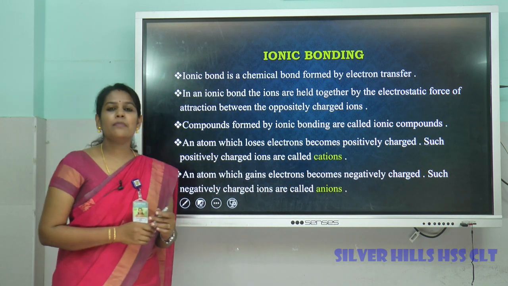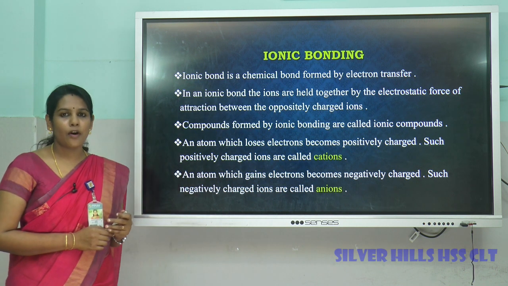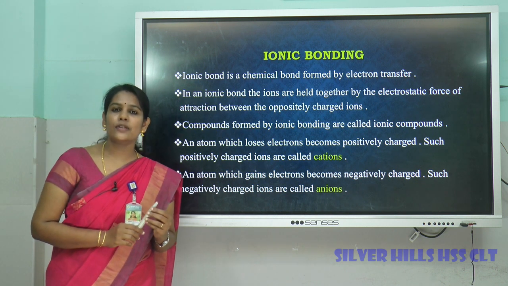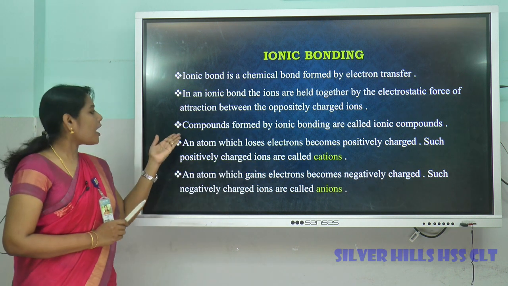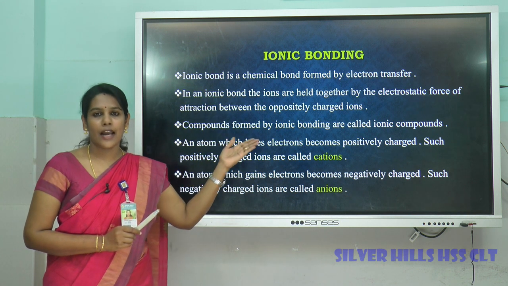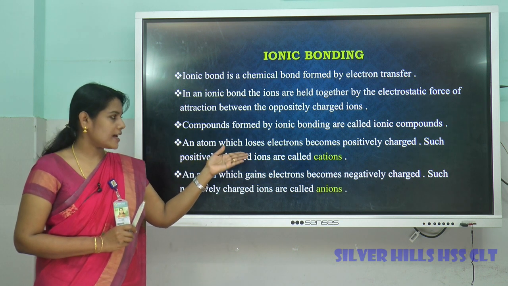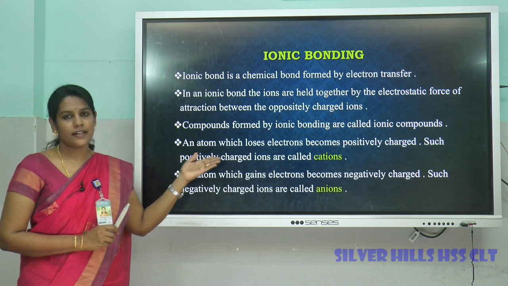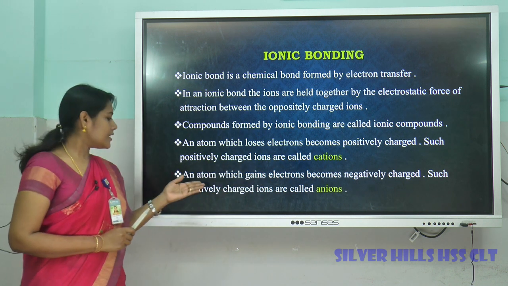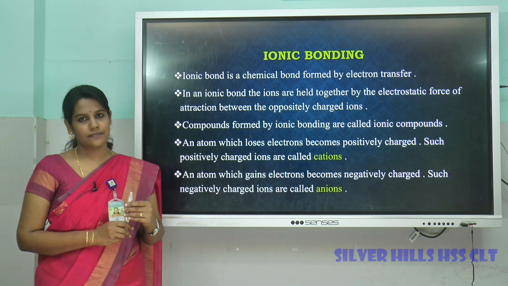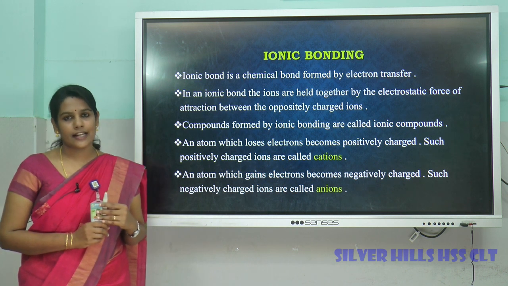Ionic bonding. Ionic bond is a chemical bond formed by transfer of electrons. In an ionic bond, the ions are held together by electrostatic force of attraction between the oppositely charged ions. Compounds formed by ionic bonding are called ionic compounds. An atom which loses electron becomes positively charged. Such positively charged ions are called cations. An atom which gains electron becomes negatively charged. Such negatively charged ions are called anions. So, in an ionic bond, we have cations which are positively charged and anions which are negatively charged.